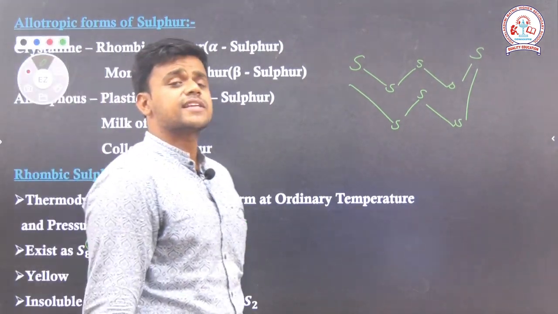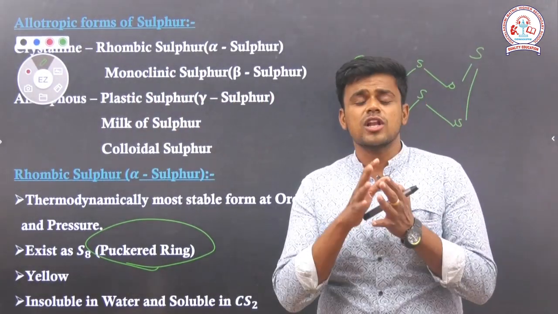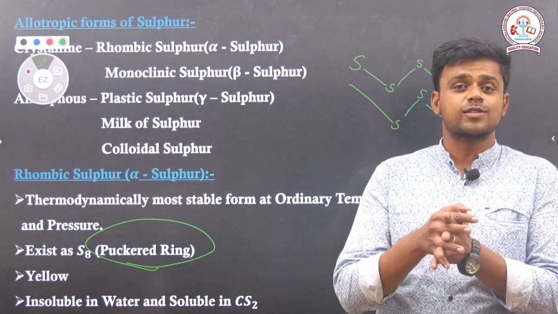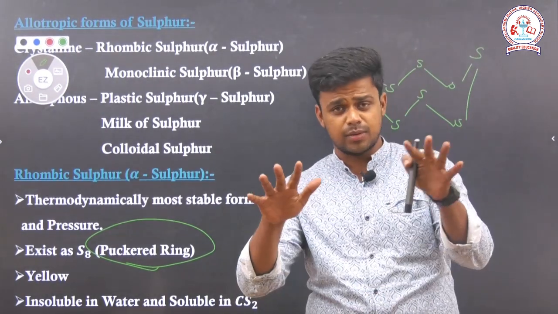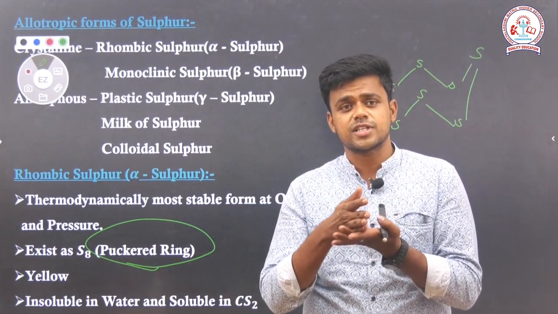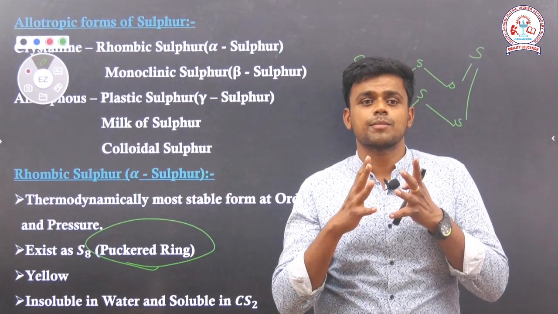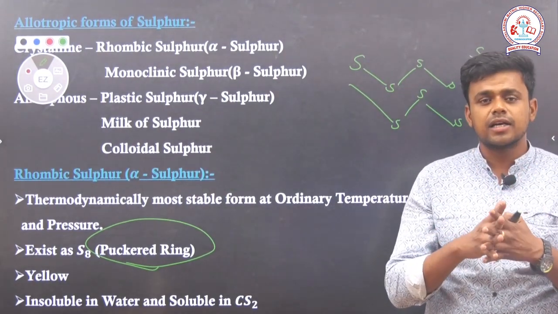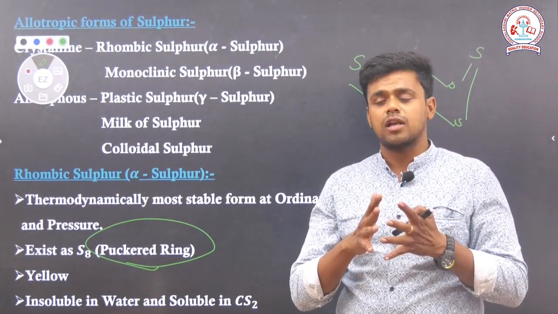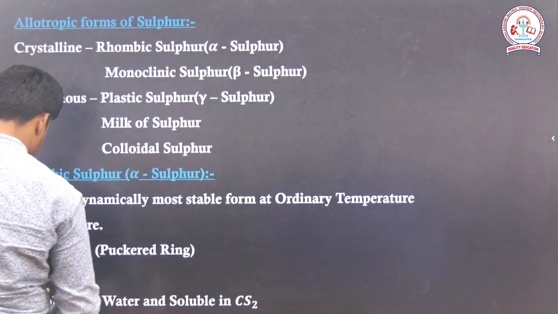This sulfur exists in a yellow color, and it is insoluble in water and soluble in organic solvents like carbon disulfide. So, that is it with the content of rhombic sulfur. It is the most stable form at room temperature and pressure, exists in the form of S8 in a crown shape called a puckered ring, is yellow in color, insoluble in water and soluble in carbon disulfide. Then next one.